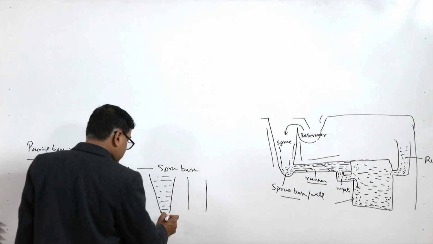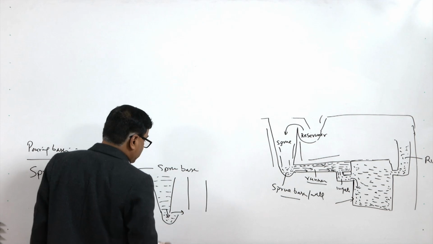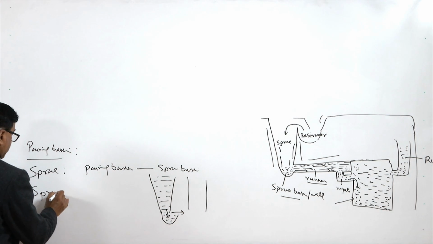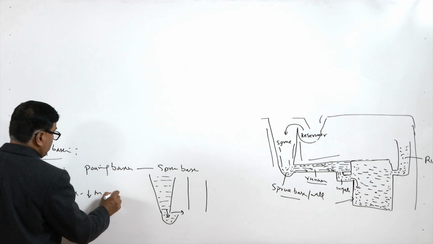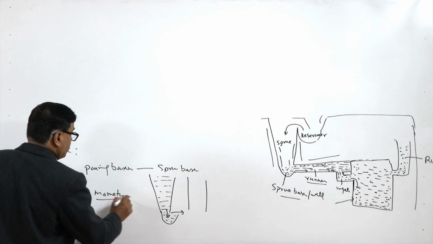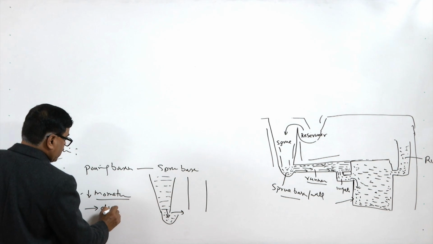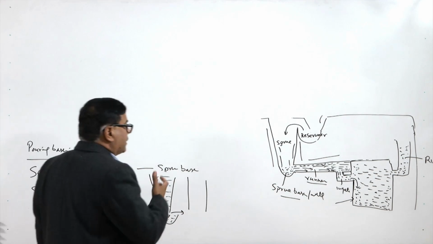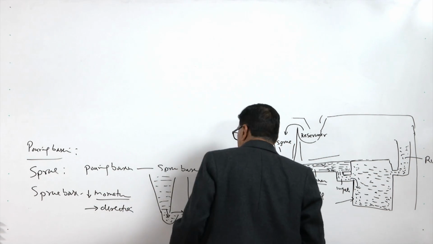In the sprue base, it reduces the momentum and it changes the direction. These are the two functions performed by the sprue base. It reduces the momentum of the molten metal which is coming from the sprue at a high velocity, as well as changes the direction of the molten metal so that it can be directed for proper flow into the runner.